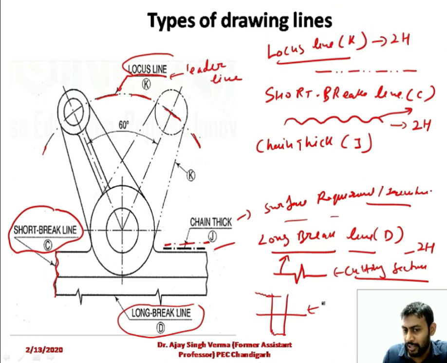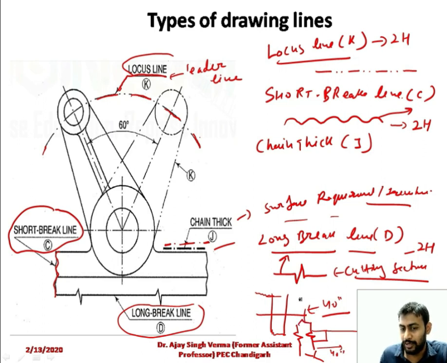For example, if the object is 40 inches long, we will not plot the 40 inches completely. We plot up to 2 inches, or say 1.5 inches, and we mark this zigzag here and represent that. It means that this portion is 40 inches long. This is the meaning of this, to save space on your drawing sheets.